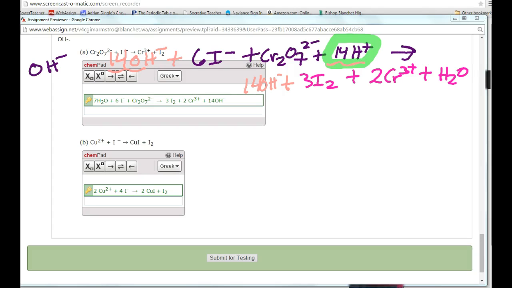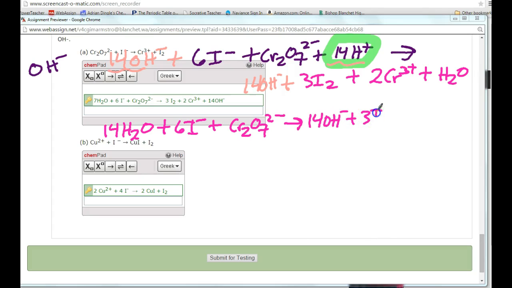We're going to rewrite this thing. So we'll have 14 waters, again, plus 6I minus, because there's no other I's to combine with, plus Cr2O7 2 minus. So I got rid of those. But on this side, I still have 14 OH minuses, because that means it's basic, plus 3 I2s. I don't think there's anything for that to combine with, plus 2 Cr3 pluses, plus that water. And I think I wrote that water down. I think it's 7 waters.